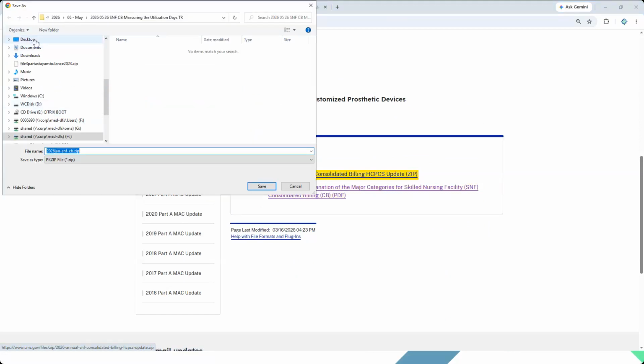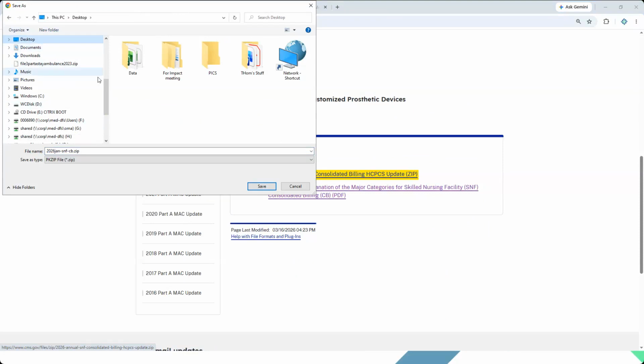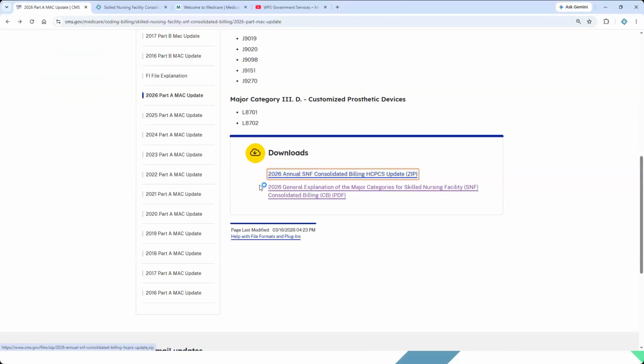Now I will tell you, I save the file out here on my web. It is a zipped file or a compressed file or whatever you want to say. Basically, it's so big that CMS does this on purpose. What they do is put it into software that actually compresses it to store it on the website to make it smaller.